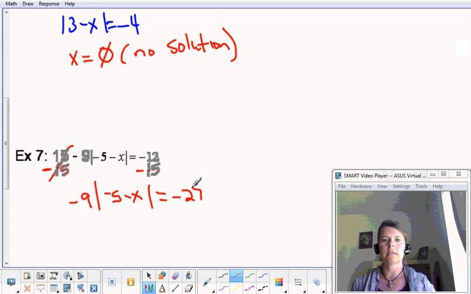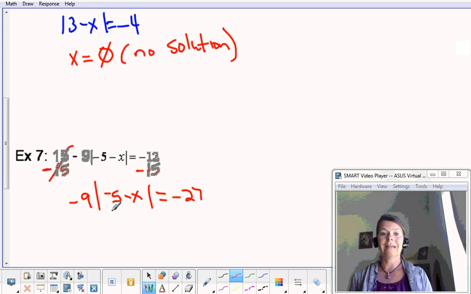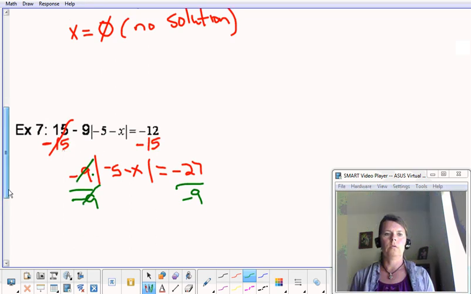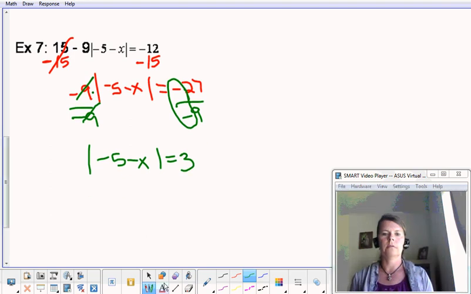Now right here, some people might say, well, look, we have an absolute value equals a negative. We can't do this. Well, we haven't isolated this yet, so we still have to do the next step. We have to divide by the negative 9 that's being multiplied, so we divide to undo it. And so now we have that the absolute value of negative 5 minus x equals a positive, because look at our negatives, they cancel each other out. Negative divided by negative is a positive. So now we write our 2 equations.